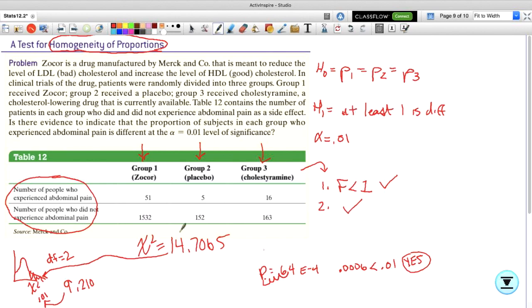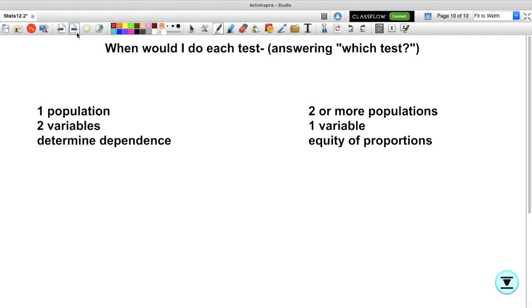So the math for both of these is the same, right? But setting up your null and your alternative is very different, and writing your conclusion is actually also different. So it's important that you understand, when do I do each test? And if you think back to chapter 11, and I'm letting you know it's going to be on chapter 12, you're going to have a question under each question that says, which test are you going to do here? And you need to be able to tell me you're either doing the homogeneity of proportions or that you're going to be doing a test for independence.